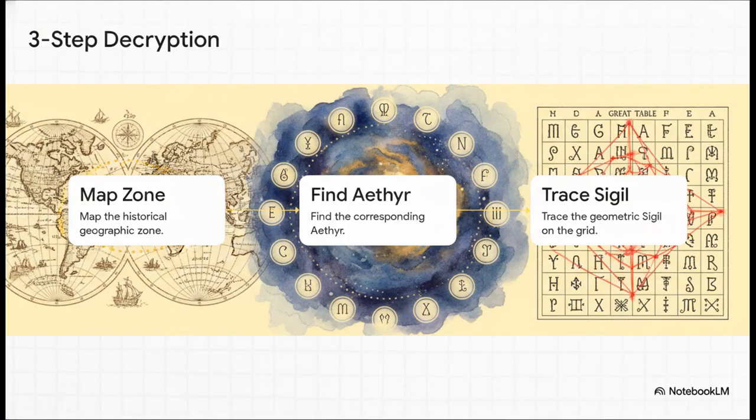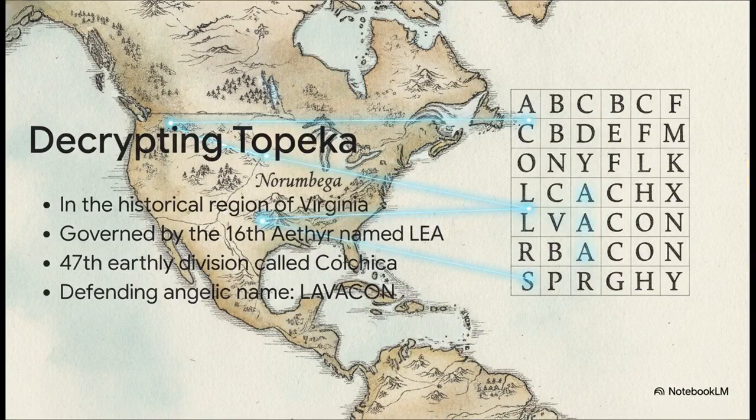To find the specific angelic defender for any place on Earth, you don't just guess. No, you use a super clear, logical, 3-step decryption pipeline. First, you translate the modern location into its historical 16th century geographic name. Second, you locate which of the 30 aethers that region actually falls under. And third, you trace the specific letters of the ruling angel's name directly on the Great Table to reveal their geometric sigil.